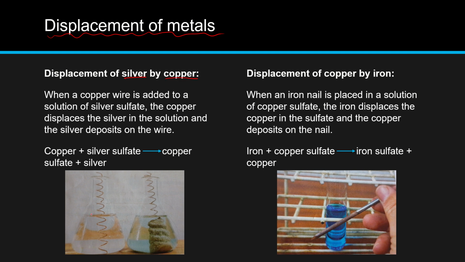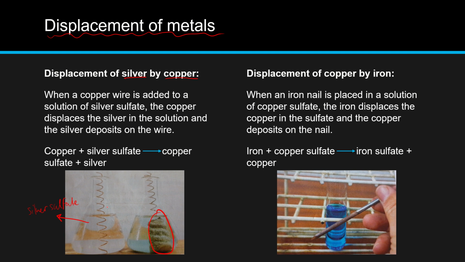Now here you can see in the first flask there is a solution of silver sulfate, and this is a copper wire. A copper wire is placed in silver sulfate solution. After a long time, you can see this is formed. This is nothing but silver which accumulates on copper.